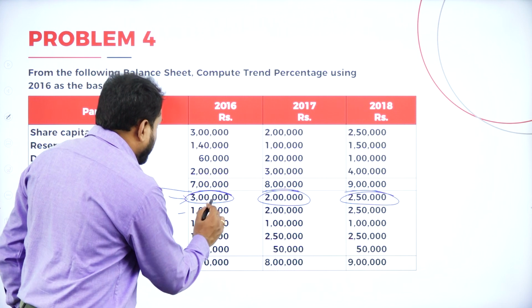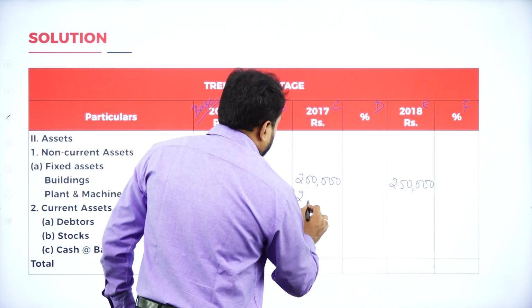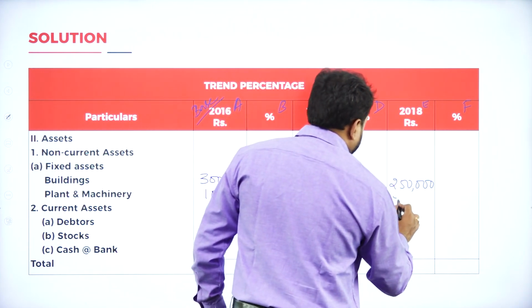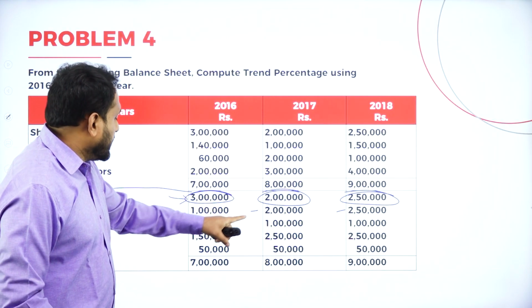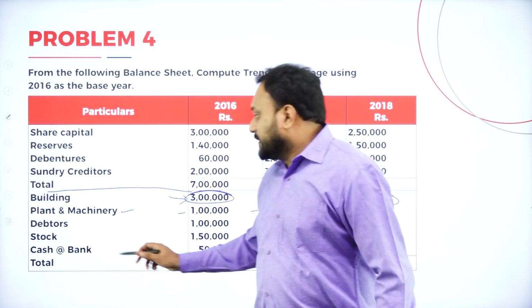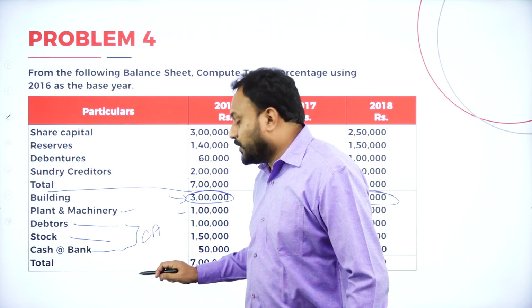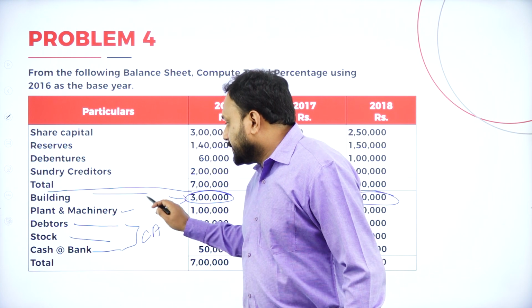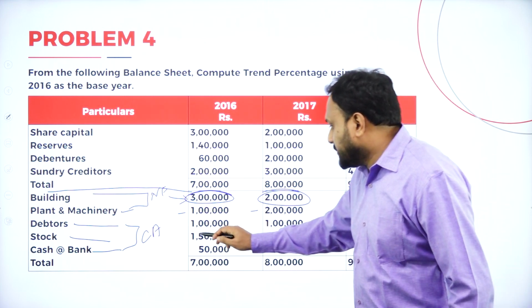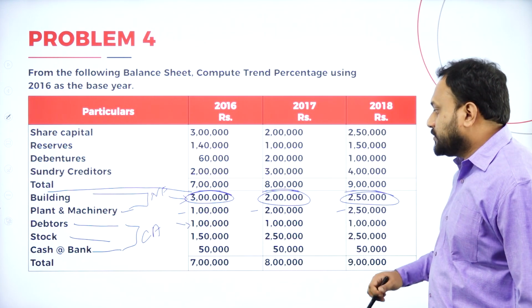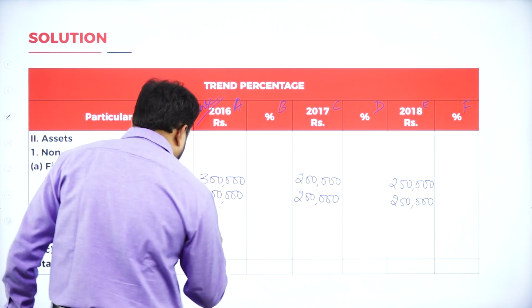Next we have plant and machinery: 1 lakh, 2 lakh and 2 lakh 50. So this is also done. Next we have debtors. See, debtors, stock, cash. All these three are current assets. These two are non-current and fixed assets. Debtors is how much? 1 lakh, 1 lakh, 1 lakh. So everywhere you have 1 lakh. So here current assets, debtors. Debtors is how much? 1 lakh. So we'll go with this.